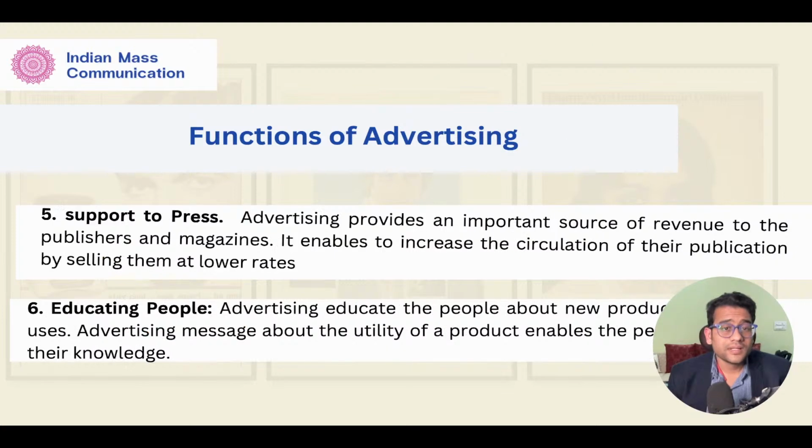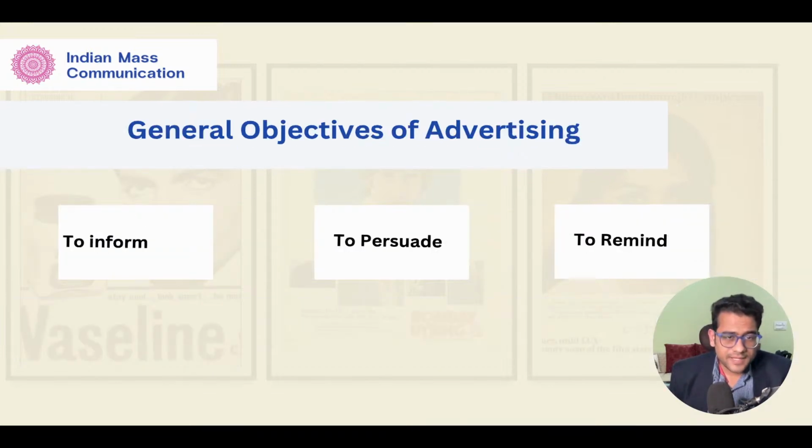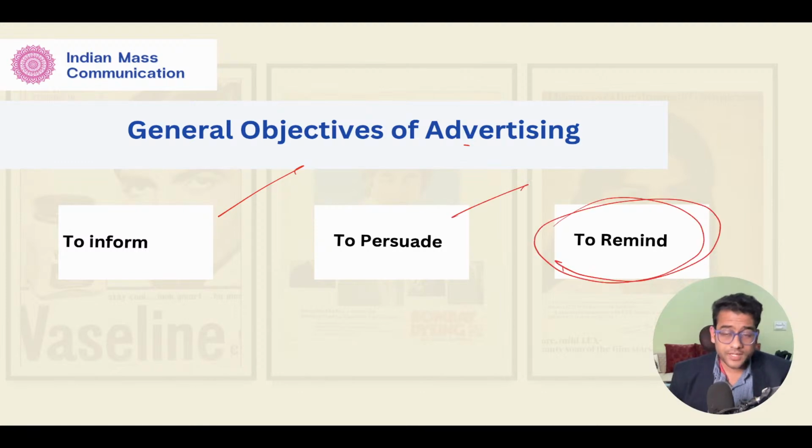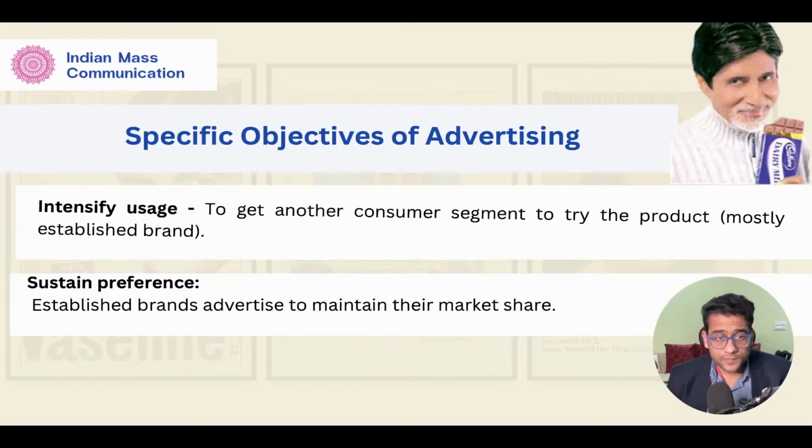Okay, then educates the people. Okay, so general objectives of advertising are to inform, to persuade, and also to remind in case of the products which are well established. Okay, now specific objectives of advertising: it intensifies the usage. So this product is well established in the market, it also intensifies to get another consumer segment. Say you have this popular chocolate brand, a lot of young people consume your chocolate.